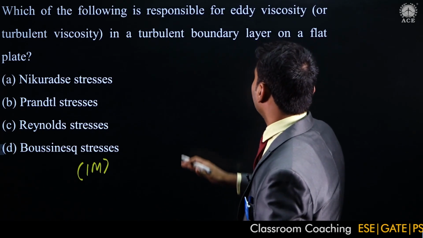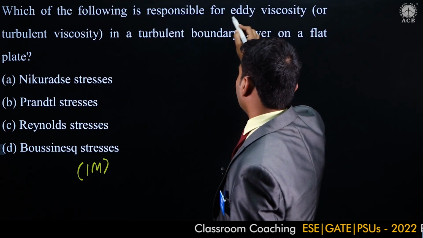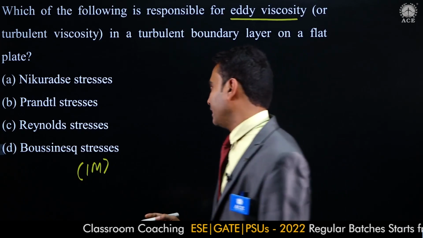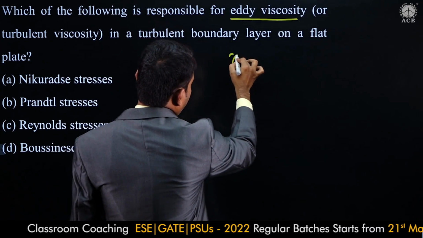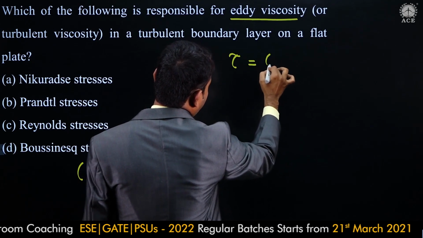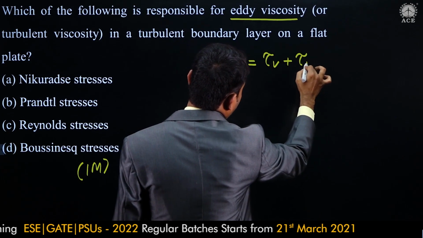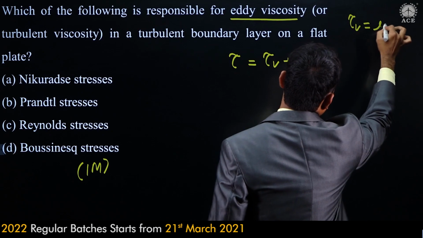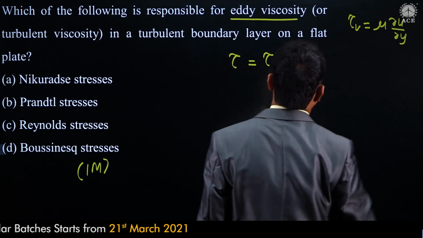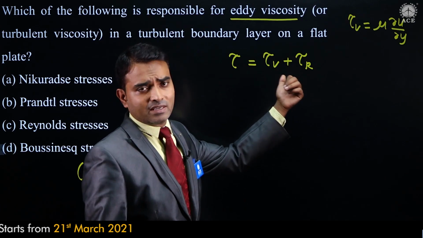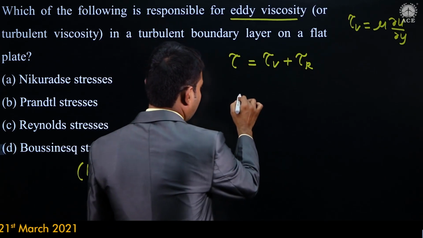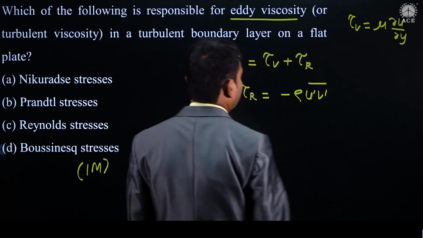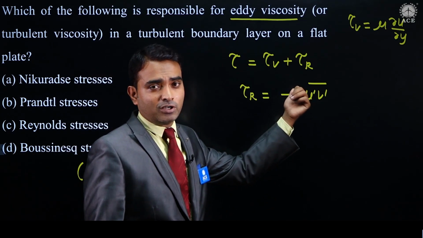So what is the question? The stresses which are generated due to eddy viscosity are called which type of stresses? In turbulent flow, there are 2 types of stresses. So total stress is the sum of viscous stress plus Reynolds stress, right? Viscous stress is given by Newton's law of viscosity, mu into dou u by dou y. Whereas this Reynolds stress is present because of fluctuations in velocity. So the Reynolds stress formula is minus rho u dash v dash bar, where u dash and v dash are fluctuations.